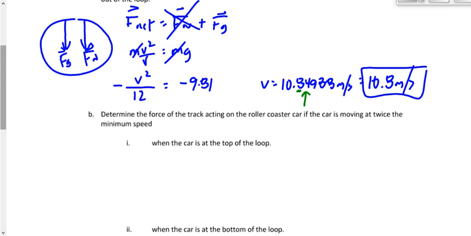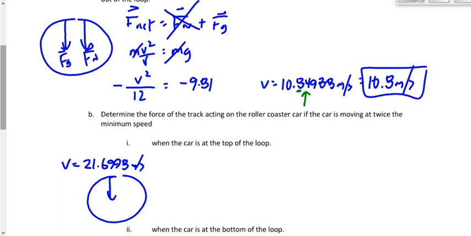Okay, B says determine the force of the track acting on the roller coaster if the car is moving at twice the minimum speed. So we're going to say for this one that V, twice the minimum speed, is 21.6998 meters per second. And at the top of the circle, we have those two forces, Fn and Fg acting down. And we're going to say F net is equal to Fn plus Fg. This is always what we do. When we have more than one force acting, we say F net is the sum of the forces. And these are always the same two forces that we have in a vertical circular motion problem.